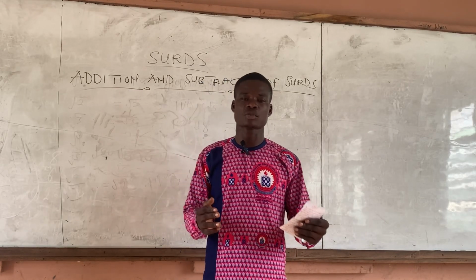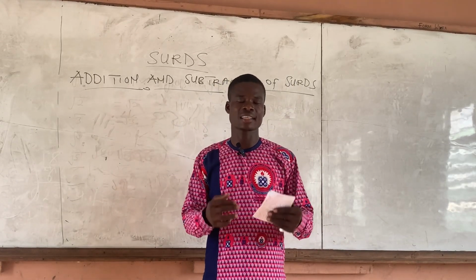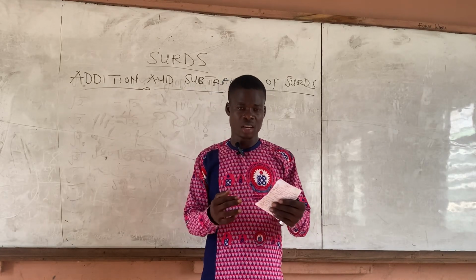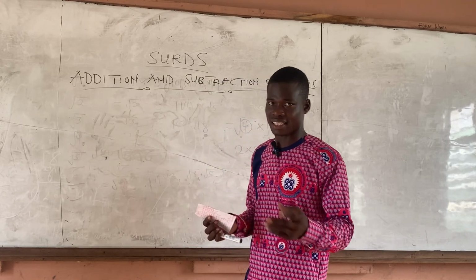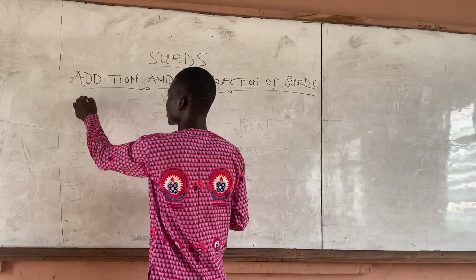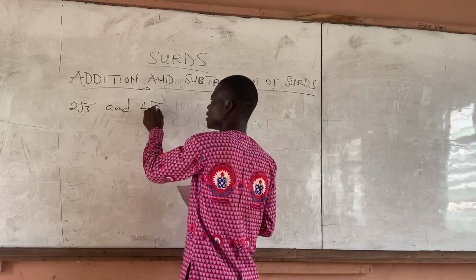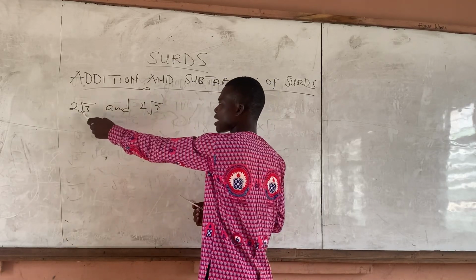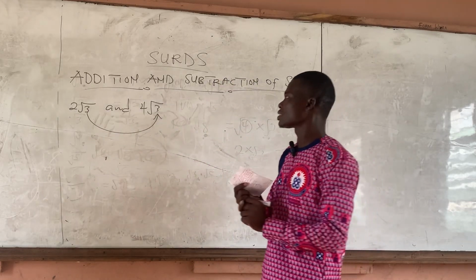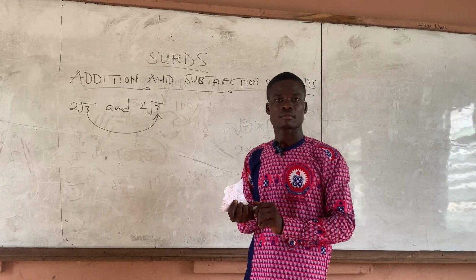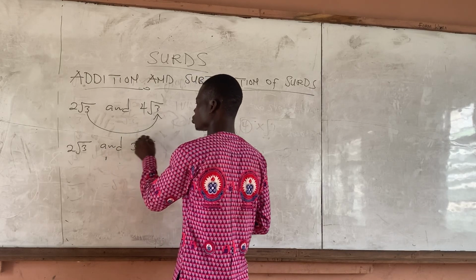Two sets are said to be alike if and only if the numbers under the radical sign are the same, or if and only if the numbers under the square root sign are the same. When you talk about like sets, for instance, suppose you have root 2, root 3 and 4 root 3. Since the numbers under the radical sign are the same, we can say that these two sets are like sets.